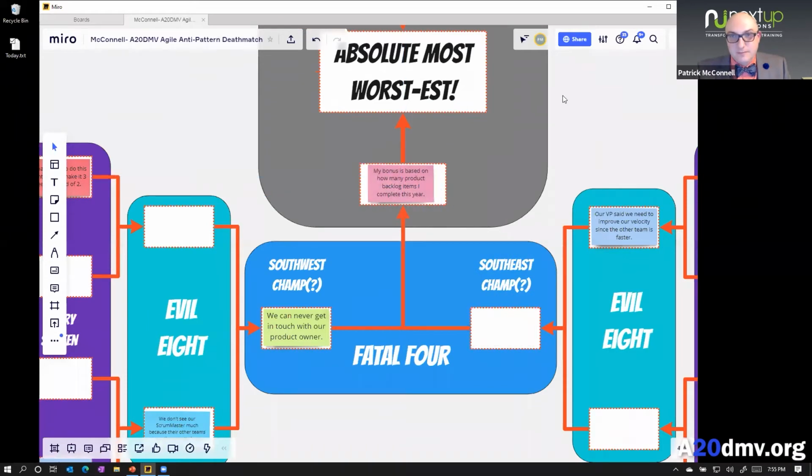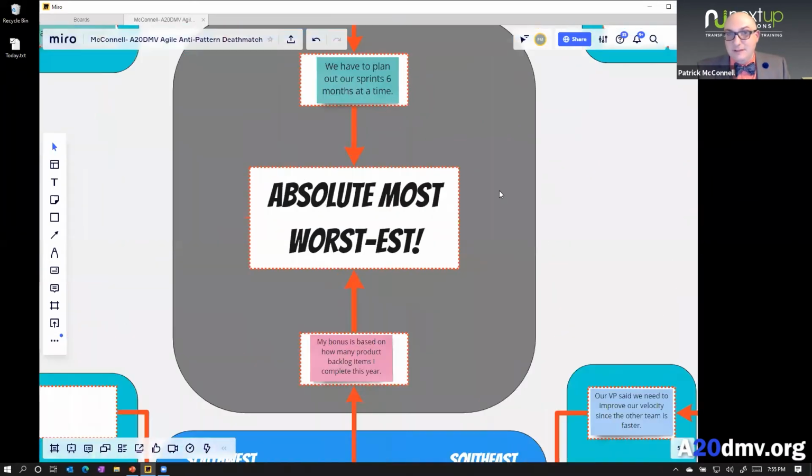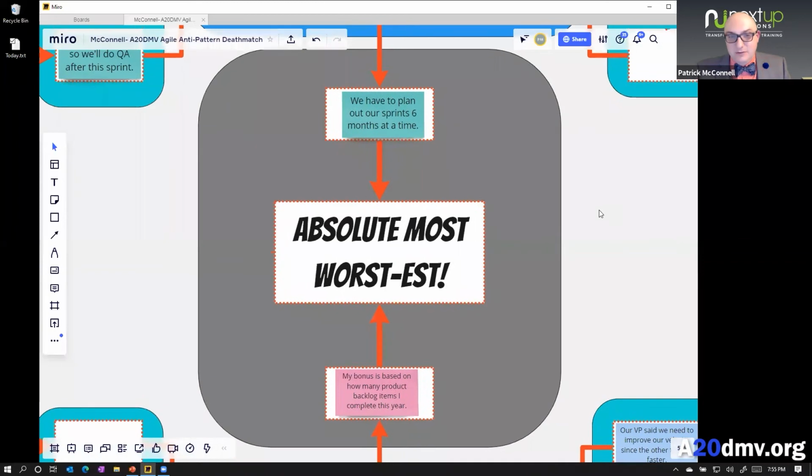Okay, so that brings us to our absolute final here. What is the absolute most worstest of these anti-patterns? We have to plan out our sprints 6 months at a time, or my bonus is based on how many product backlog items I complete this year. Raise your hand for the top one, leave it lowered for the bottom.